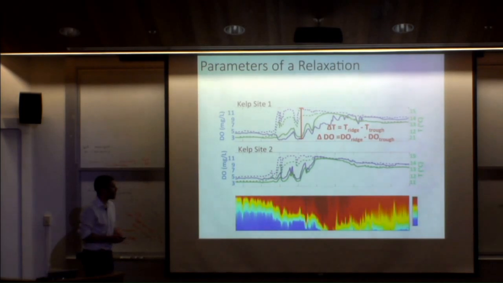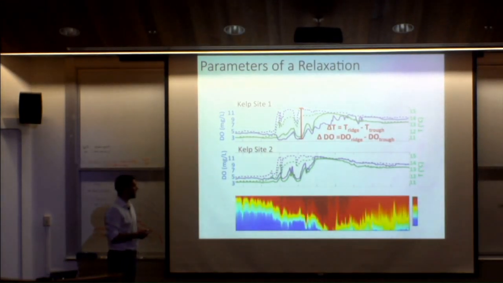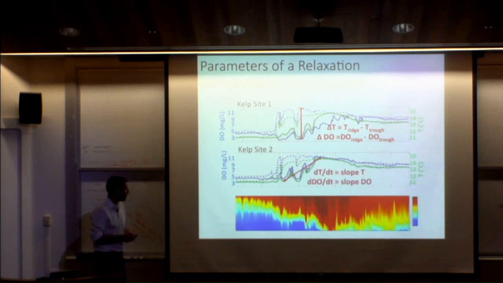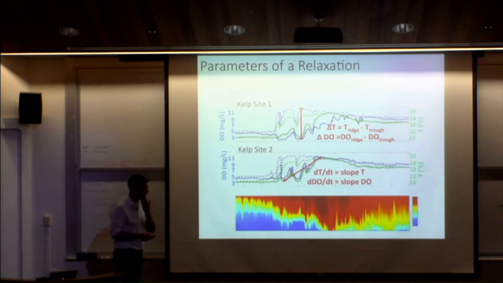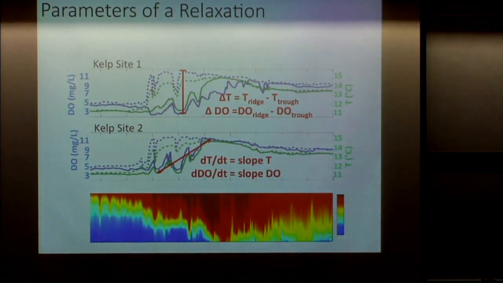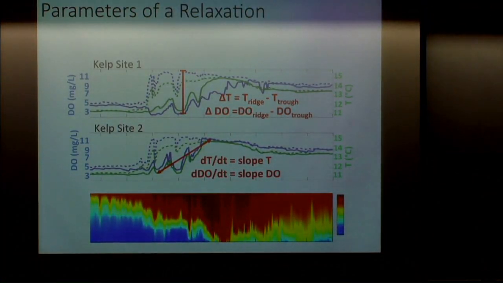And so if we want to quantify this, we might care about that vertical temperature difference between the ridge and the trough site. And we also might care about the slope of this relaxation curve. So this is a measure of just how quickly the relaxation is happening, as indexed by the derivative of temperature and time. So just how quickly is temperature changing.